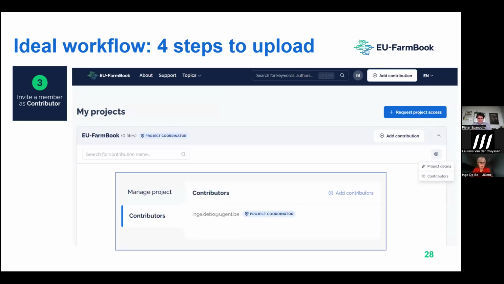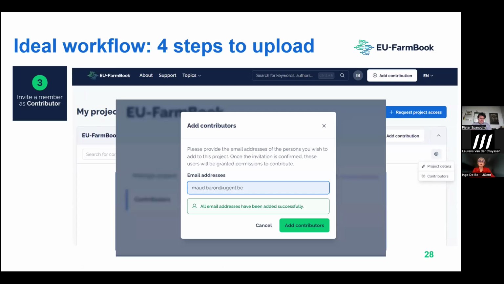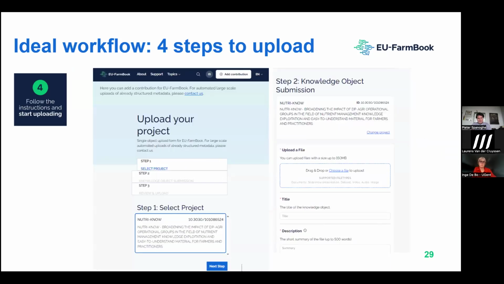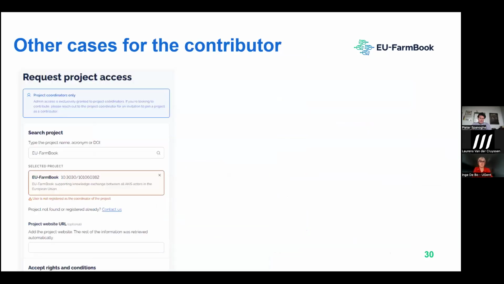The moment you add them, you fill in the email address, and it can be added successfully if they are already registered. Or, for example, here is another UGent colleague that is not registered for this action, and then you get this, so that you can ask and invite them to register. And then the upload can be started in a manual way, for example.